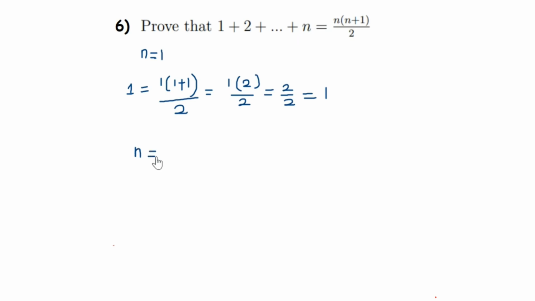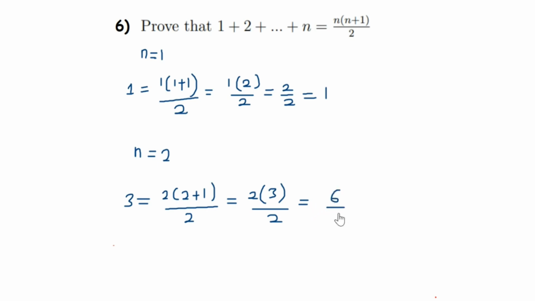So I'll take n to be equal to 2. When you consider n to be equal to 2, you consider the first two terms in the series, which is 1 plus 2, equal to 3. So 3 equals, then substitute 2 in place of n in the formula on the right side. That is 2 multiplying 2 plus 1, all divided by 2. When I sum what's in the bracket first, that gives me 2 multiplying 3, all divided by 2. So this will be equal to 6 over 2, which gives me 3. So the formula is true for n equals 2 also.